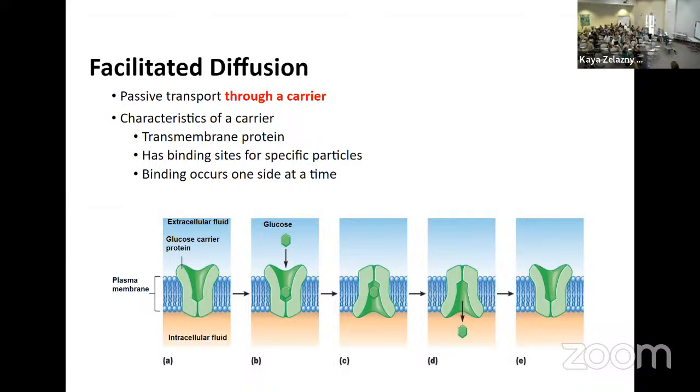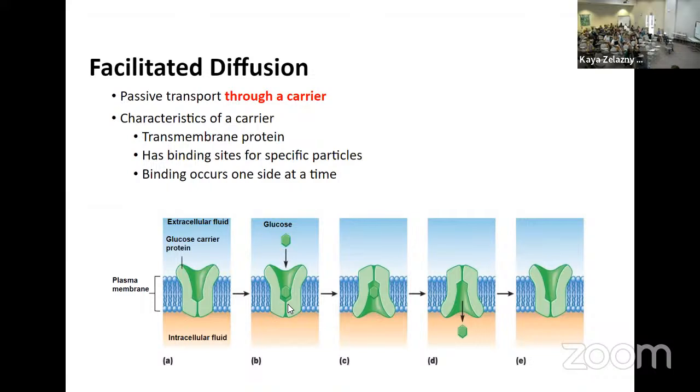A carrier is going to have a binding site for the molecule that it's carrying, right? So it's going to physically grab the glucose in the case of a glucose carrier. When it binds to its molecule, whatever it is a carrier for, that creates a shape change. And when that shape change occurs, it has the effect of flipping that molecule across to the other side.